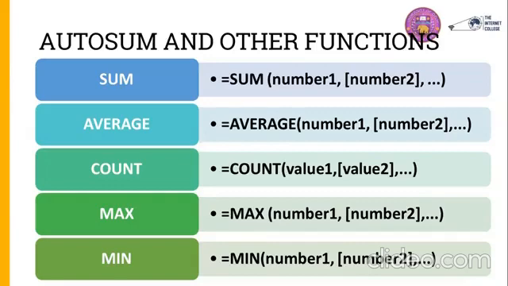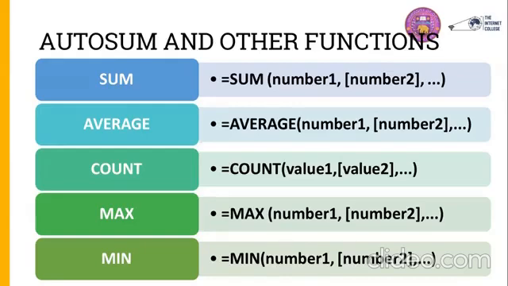Then there is max function. Max function returns the largest value from the data set. So if I want to see what is the largest number in the data set, I can do that using max. Min does the opposite. It returns the smallest number from the data set. So if I want to find the smallest value, I will use min. This is the syntax for your reference.